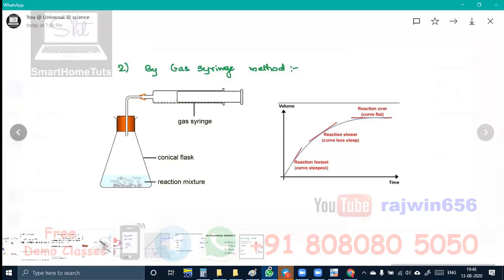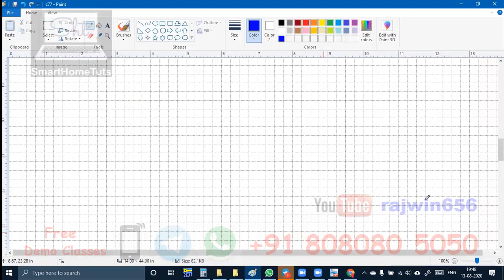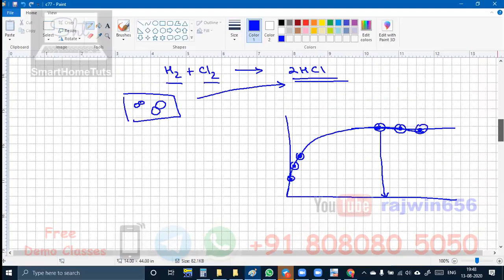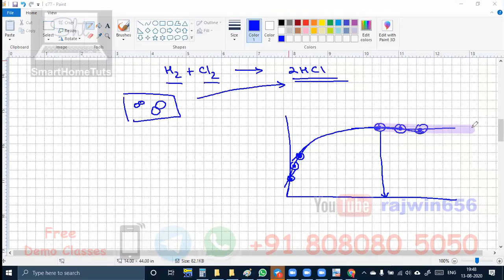Can you repeat the gradient part? Gradient is the same as this thing, which we have done 3 times today. Gradient means the gradient will determine how fast the reaction is. Here the gradient is 0. It means the reaction has stopped taking place. Whenever the gradient becomes 0, the reaction has stopped taking place.